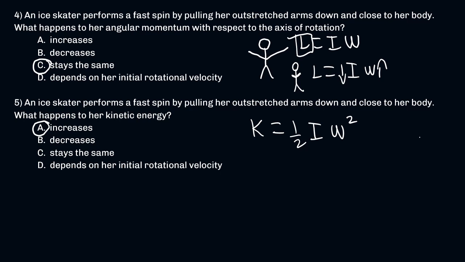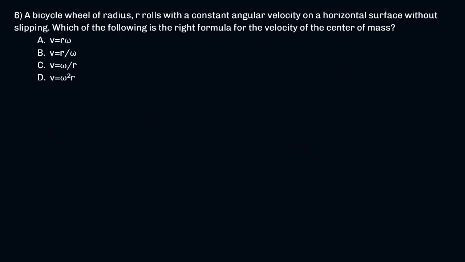All right, so let's move into number 6. We have a bicycle wheel of radius r that rolls with a constant angular velocity on a horizontal surface without slipping. Which of the following is the right formula for the velocity of the center of mass? This is essentially asking for the translational velocity, and we just did this on one of the previous questions to convert from angular into translational.